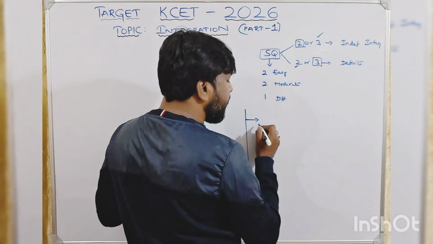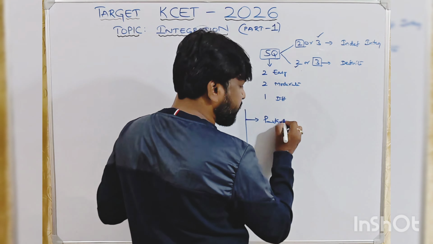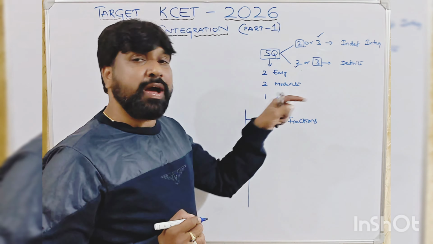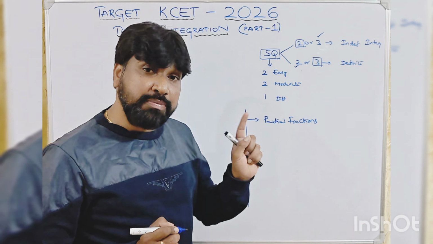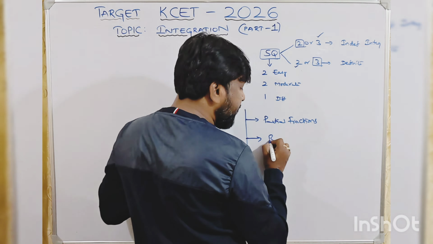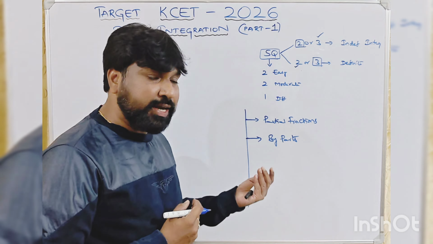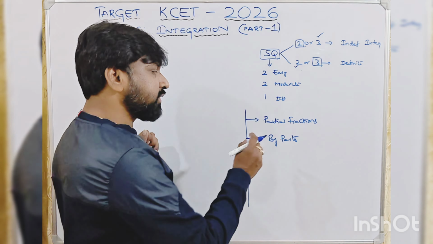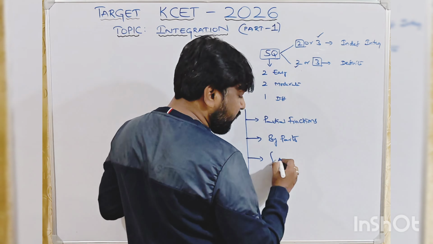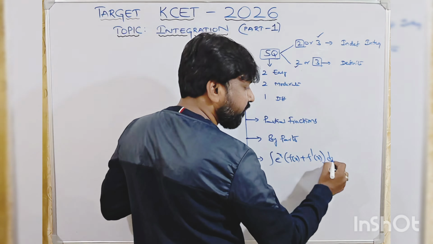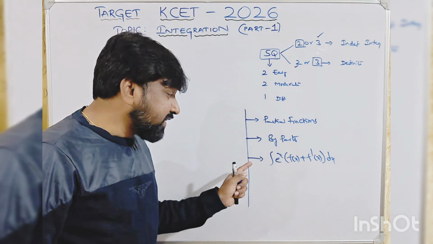So the first area is partial fractions. This model is integration by partial fractions. Let us move to the next, by parts. By using ILATE we are going to discuss it. Using by parts, definitely they will ask 1 question. And coming to the next, it will be the integral of e power x into f of x plus f dash of x dx. This is the third model.